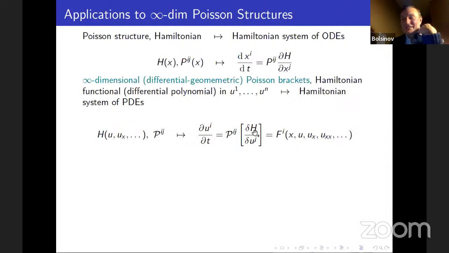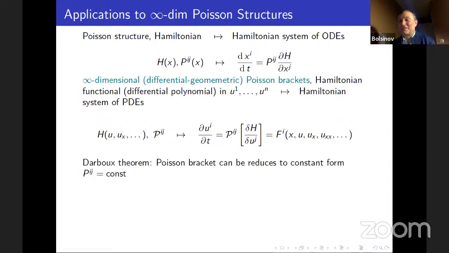But what is the difference? Instead of the differential of the Hamiltonian function, we have to consider the variational derivative. When we apply this Poisson structure P^{ij} to the variational derivative, it's not just a multiplication, but P^{ij} itself is a differential operator again. As a result, on the left-hand side we get not just a certain function which depends on x, u, and the derivative of u with respect to x. In this case, the Hamiltonian system is a special class of evolutionary equations, including the KdV equation, for instance, Camassa-Holm and others.